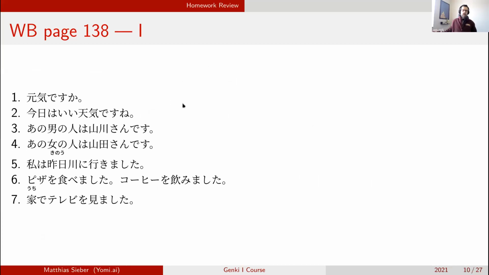Okay, so page 138, Roman numeral 1. This is kanji that you can use. Genki desu ka? Kyou wa ii tenki desu ne. Otoko no hito wa Yamakawa-san desu. Onna no hito wa Yamada-san desu. Watashi wa kinou. We know the second kanji, of course, but we haven't learned the first kanji yet. But together it's kinou. Kawa ni ikimashita, we know that. Pizza o tabemashita, koohii o nomimashita, uchi de terebi o mimashita. So we almost know all of the kanji of all of those sentences at this point, which was pretty awesome. So kinou we can hopefully read, but we haven't really learned how to write that yet.